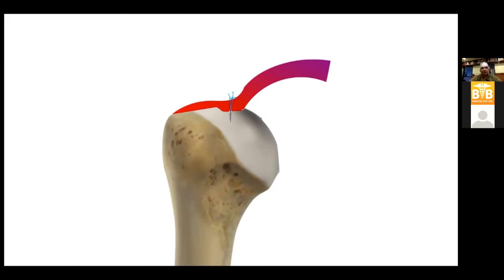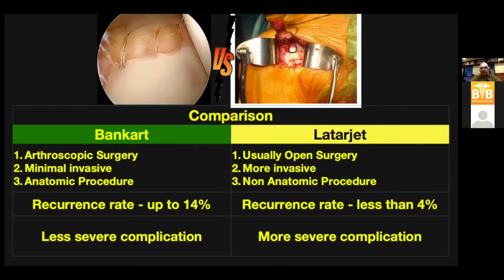So if we compare the Bankart and the Latarjet procedure, which is basically at this moment the gold standard for the treatment of recurrent shoulder dislocation. We all know that the advantage of Bankart repair is that it can be done by arthroscopic technique. Although some people still do a Bankart repair by open technique, the gold standard at this moment is the arthroscopic Bankart repair. It is minimally invasive. And I told you that this is an anatomical procedure, so you repair the Bankart lesion.